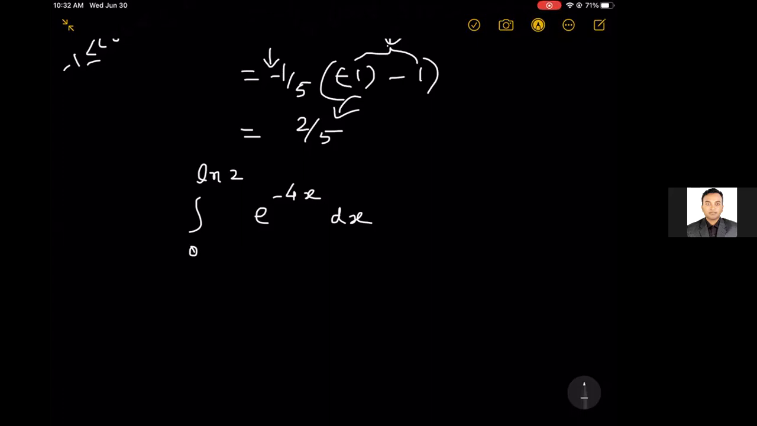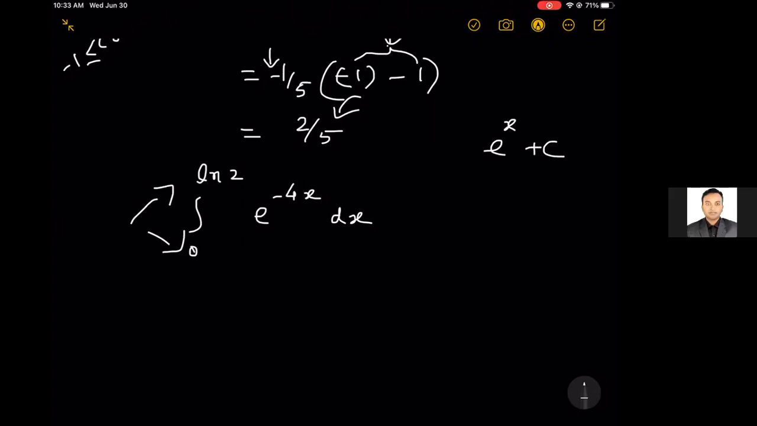Anyone? What's the antiderivative of e to the x? e to the x plus c. Do you mean this? Yeah. You don't need to add c though, because we are talking about a definite integral. Yeah, I understand why you said that.